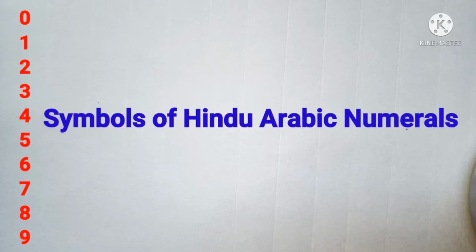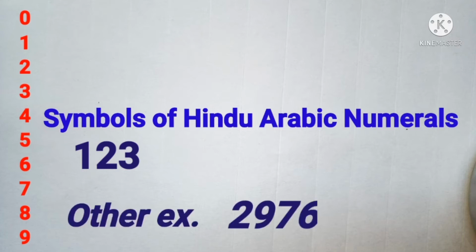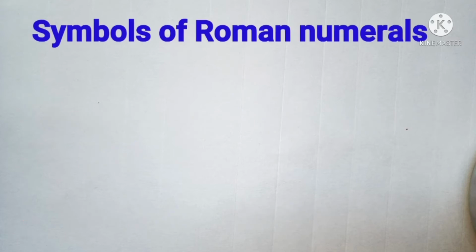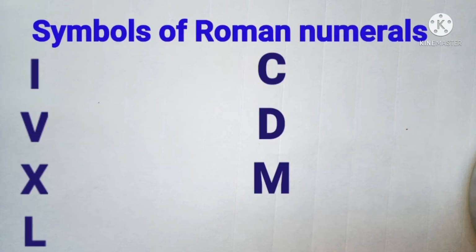Let us take 123 as a number in which 1, 2, and 3 are symbols, and we can call them each a digit. Now, the symbols of Roman numerals are I, V, X, L, C, D, and M. There are 7 symbols in the Roman numeral system.